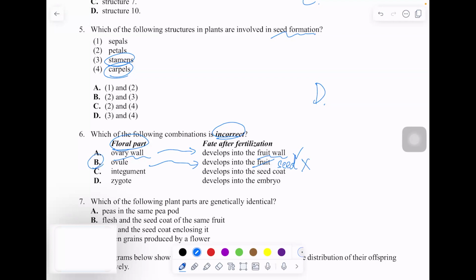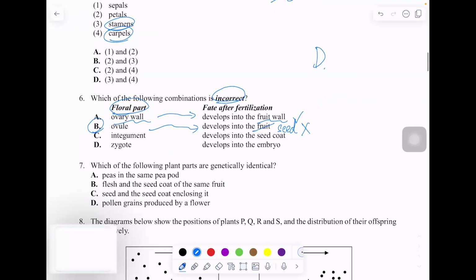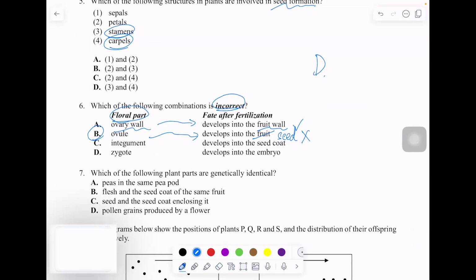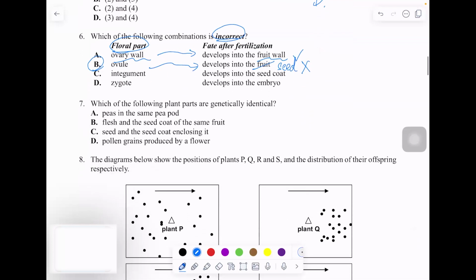And then next, the integument will develop into the seed coat. And the zygote will develop into the embryo of the seed. So in this case, both C and D are also correct. Next, which of the following plant parts are genetically identical?